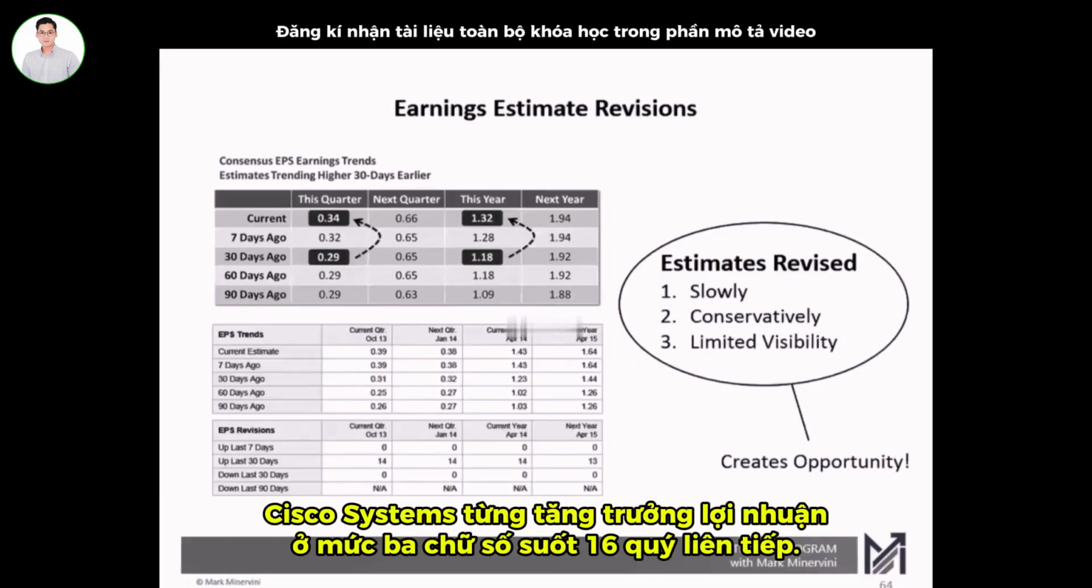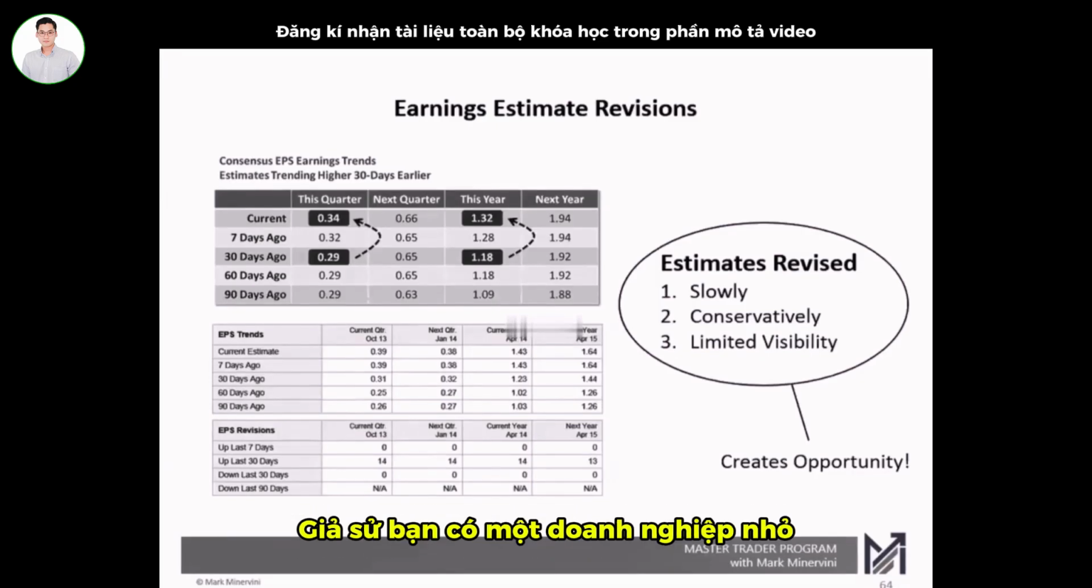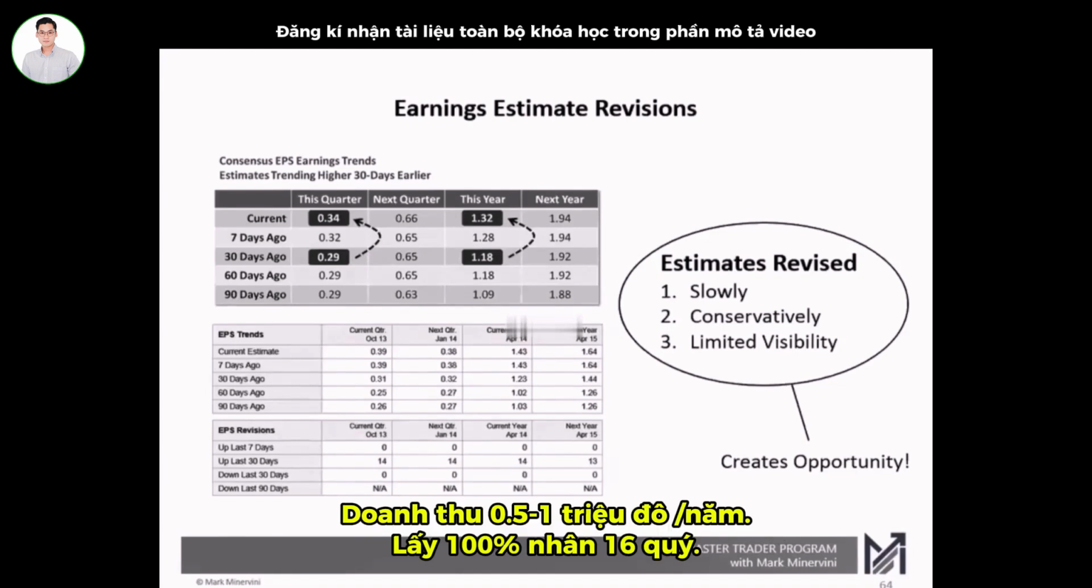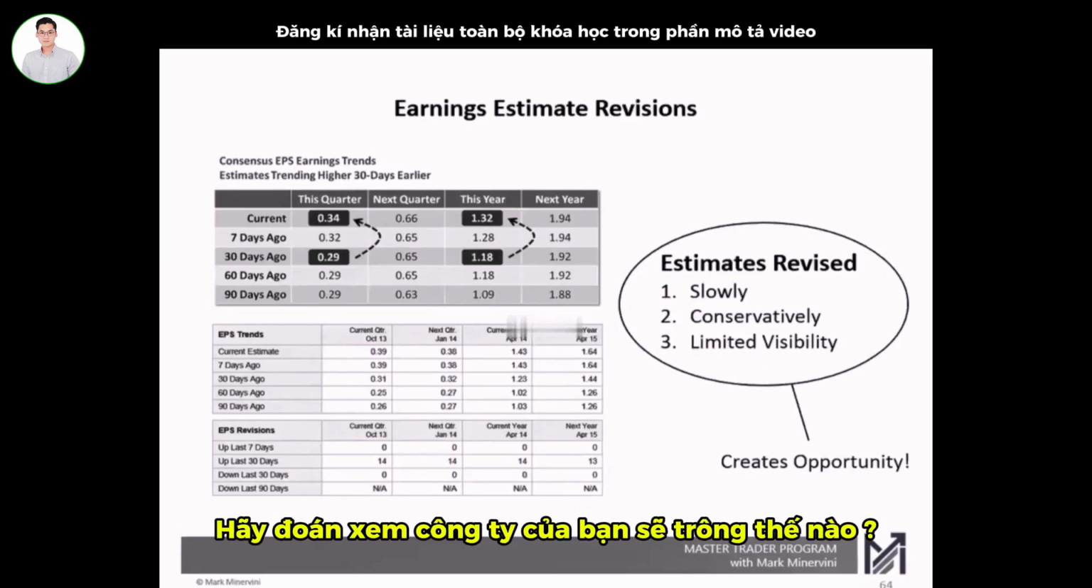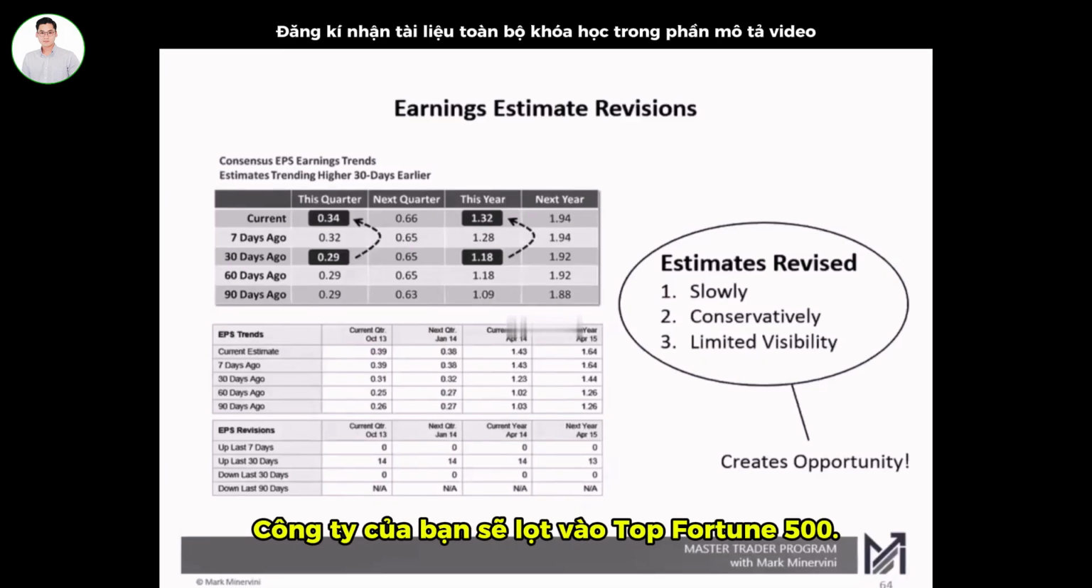Now, Cisco delivered triple-digit earnings for 16 consecutive quarters. You do the math. Let's just say that you had a company, a small plumbing business or something, and you were doing $500,000 in sales a year, or $1 million in sales a year, right? Just take that times 100%, times 16 quarters, and take a look at where your company would be. You do that for very long, and you're a Fortune 500 company in not too long. It's really quite incredible.